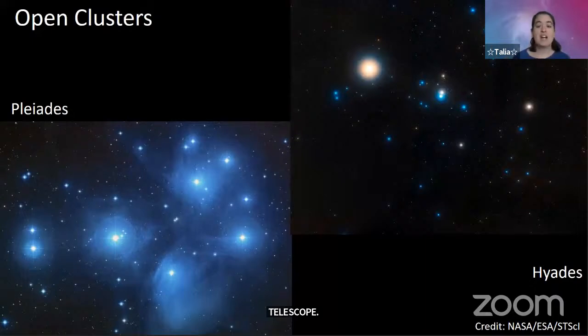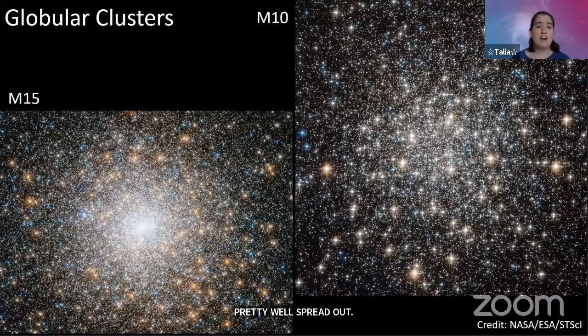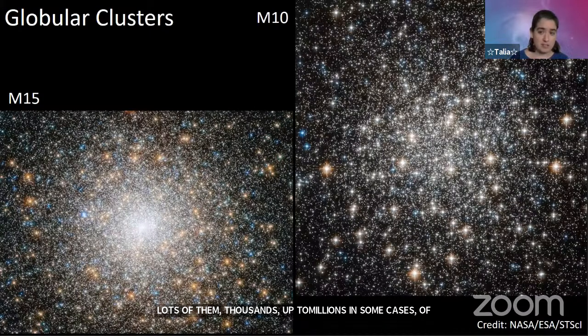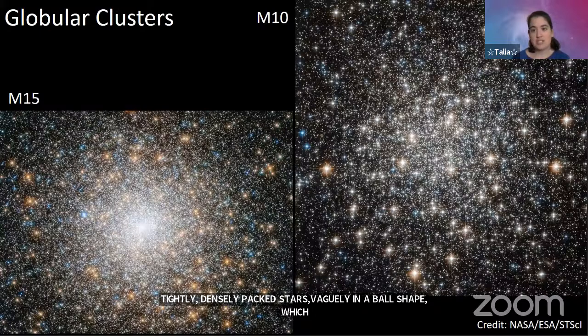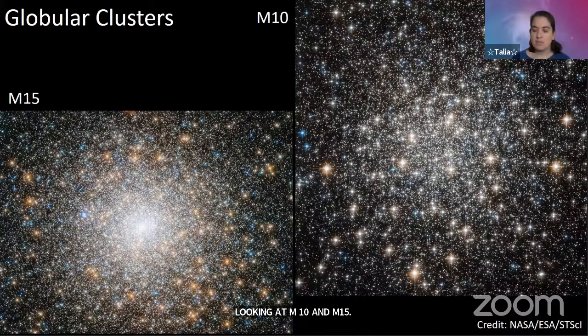Globular clusters are very dense, very packed, tightly packed stars, lots of them, hundreds or even thousands, up to millions in some cases, of tightly, densely packed stars, kind of vaguely in a ball shape, which is why they're called globular clusters. And in this case, we're looking at the globular clusters M10 and M15. The M indicates just what catalog they are a part of. They are a part of the Messier catalog. It's just something that astronomers use to help keep track of how things are labeled in the sky.